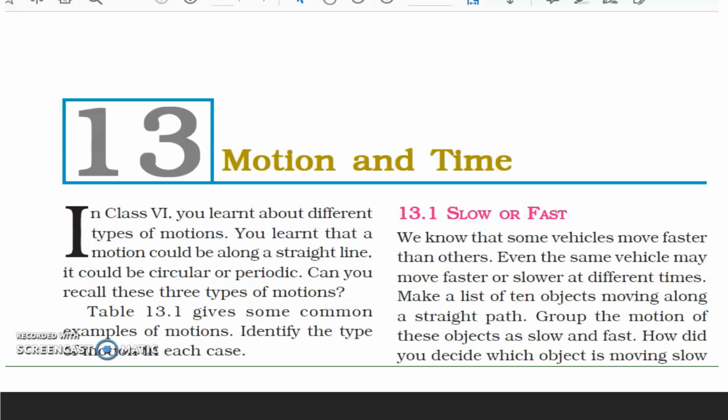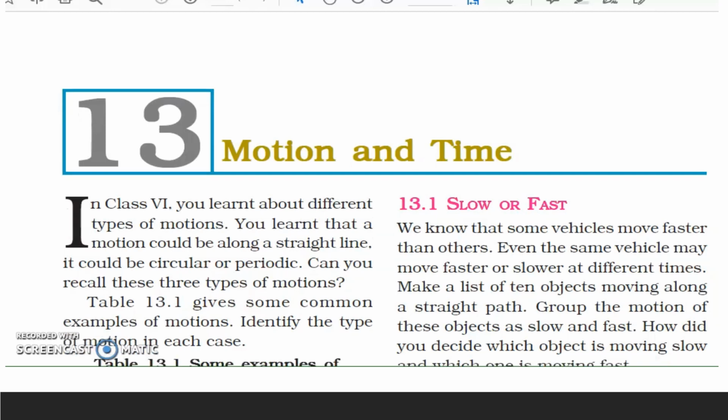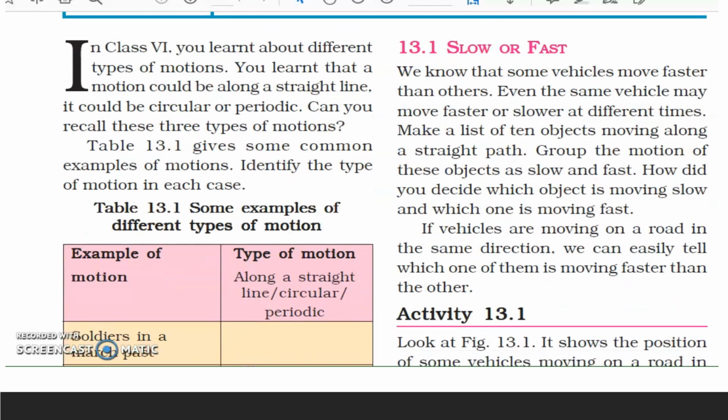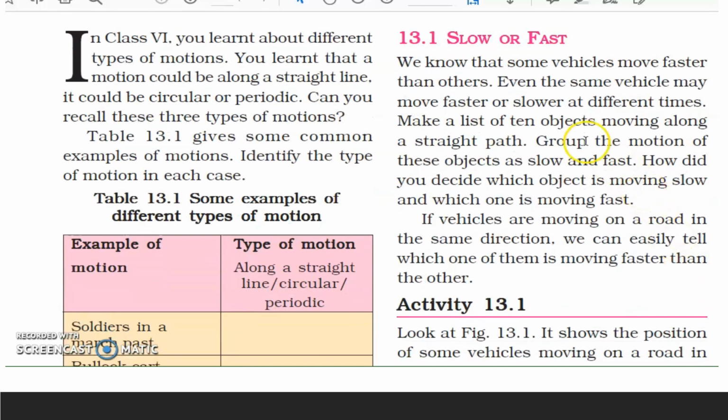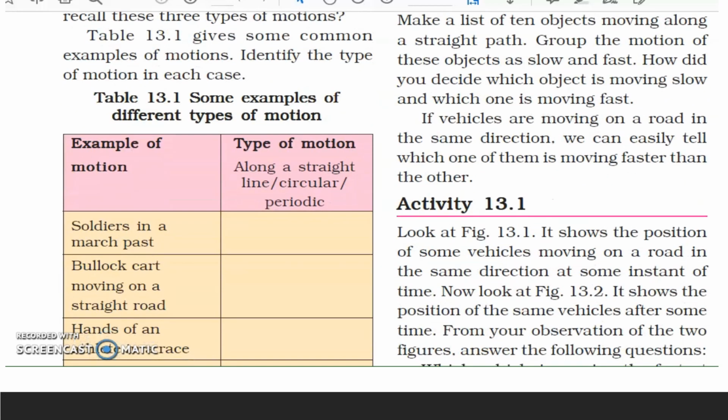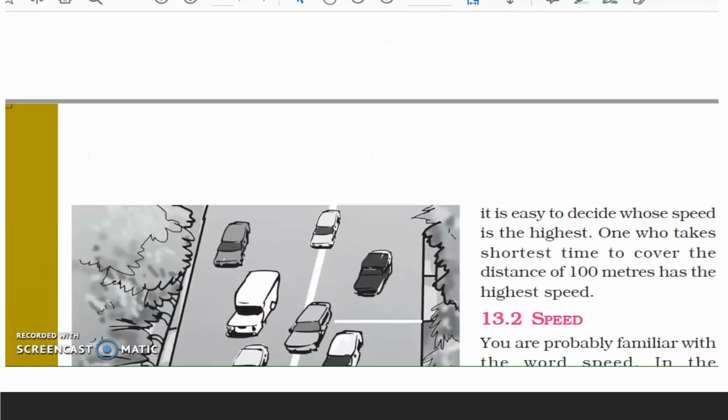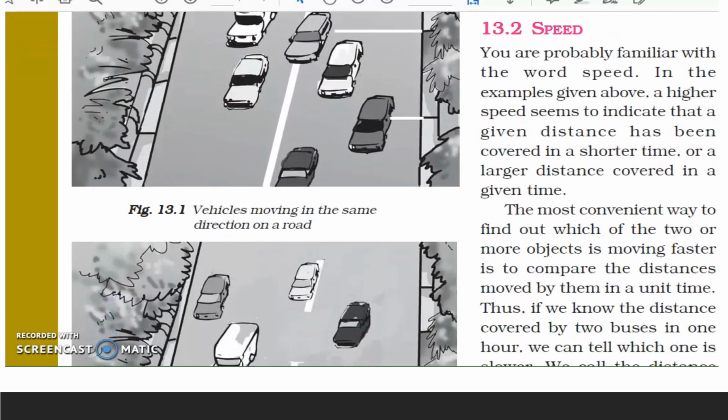Today I am going to continue with the chapter motion and time. In our previous class we discussed different kinds of motion: circular motion, rectilinear motion, periodic motion, right? We have also learned that a vehicle can be slow or fast, which we can measure by measuring its speed. Speed equals distance divided by time, right?